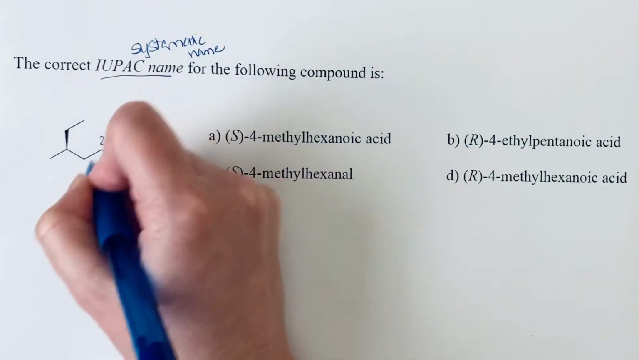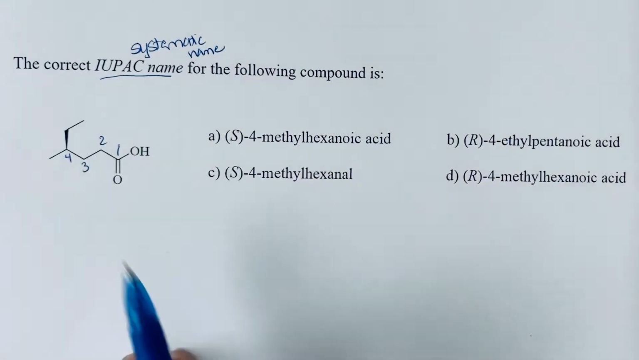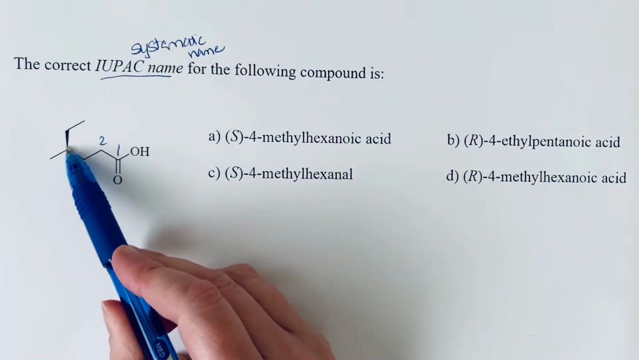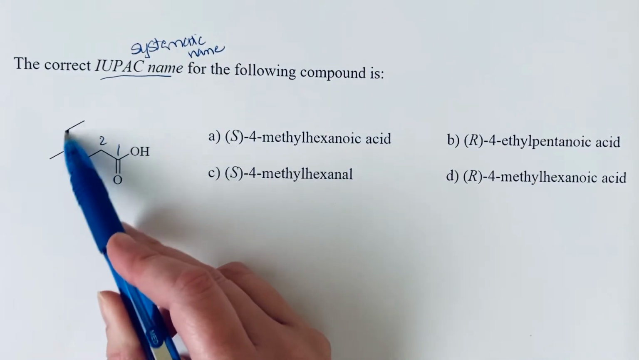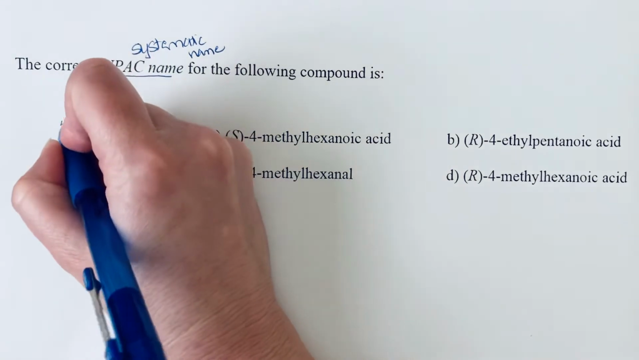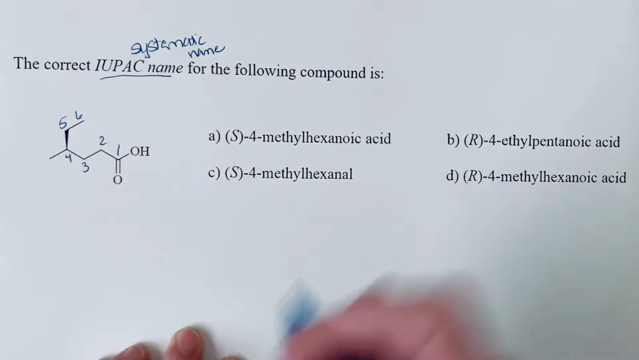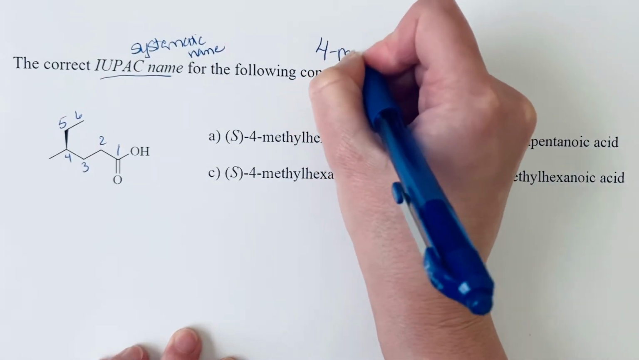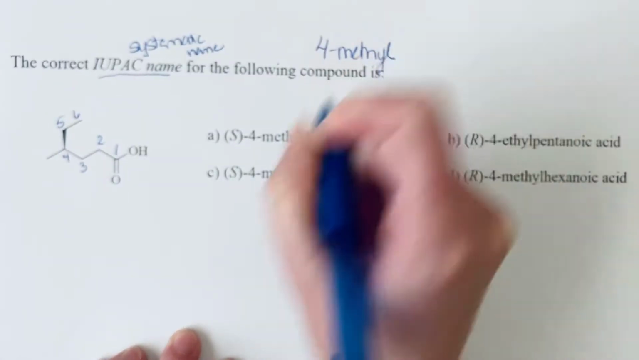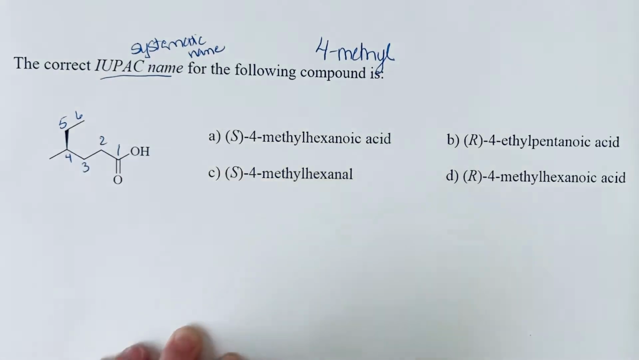So 1, 2, 3, 4. And here we get to a branch point. Whenever you look at a branch point, you go in the direction that's going to give you the longer chain. So we're going to continue up this way. 5 and 6. So we have a methyl group off of carbon 4. So this is 4-methyl. And this is a hexane chain.